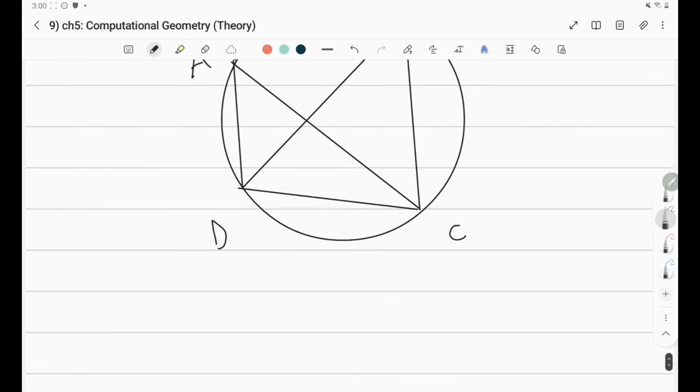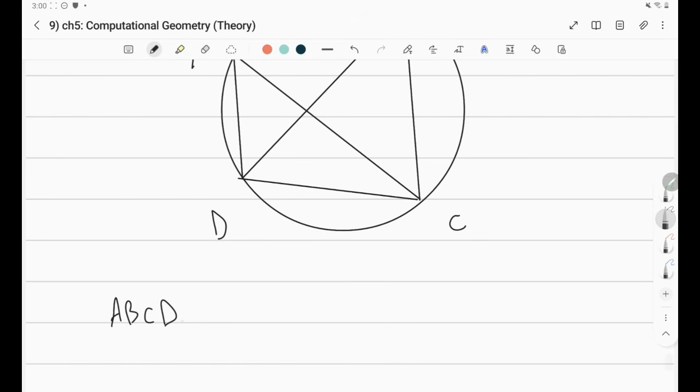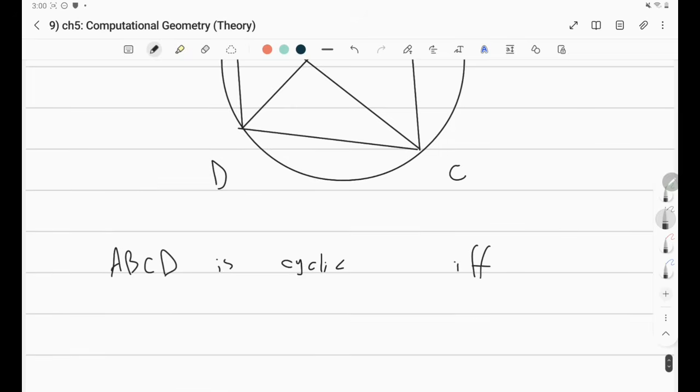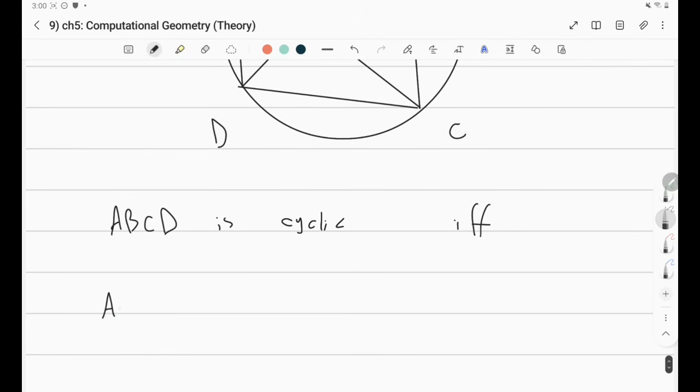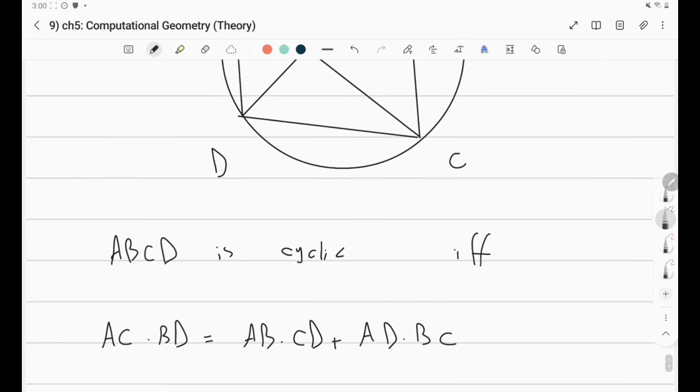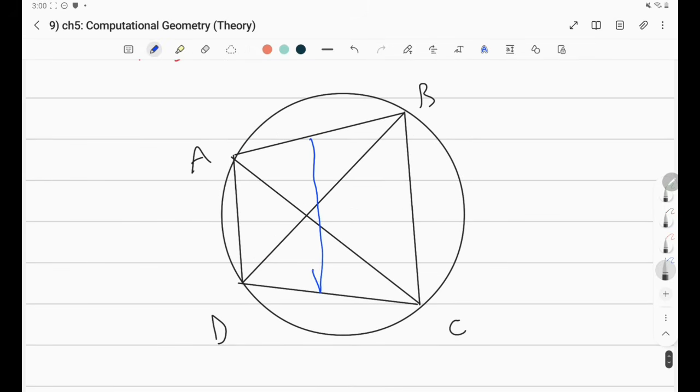Then actually we just know that ABCD is cyclic if and only if you have this nice relation. AC times BD, basically the product of the diagonals, is equal to AB times CD plus AD times BC. That's it. So the idea is the product of the opposite sides, AB times CD, plus the product of the opposite sides, BC times AD, is equal to the product of the diagonals.